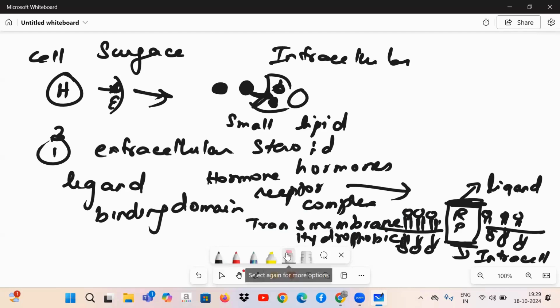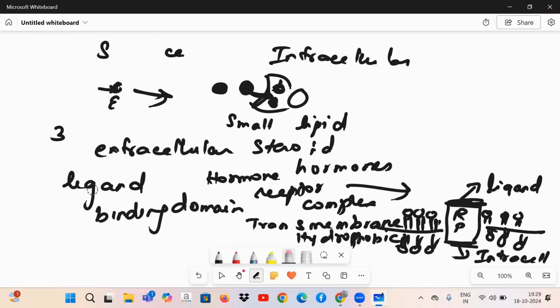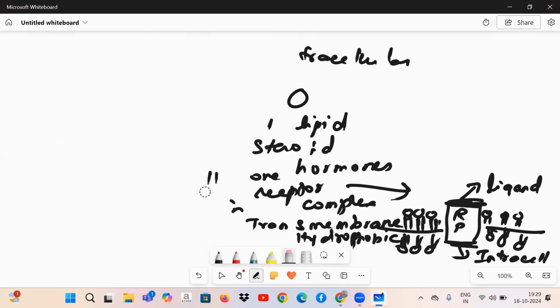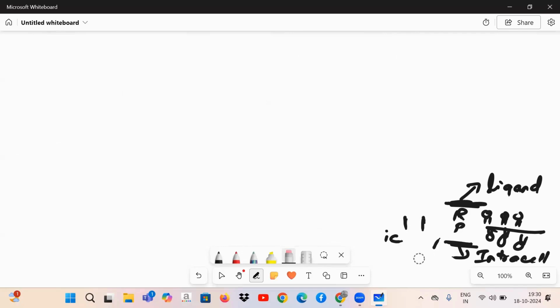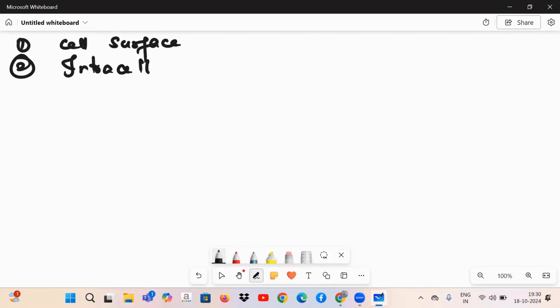What is the second type of receptor that we are discussing here? First, there are two types of receptors. One is cell surface, another one is intracellular receptors. These can interact with ligands that can cross the cell membrane, because your receptors are present inside. And mainly we take the examples of hormones only.